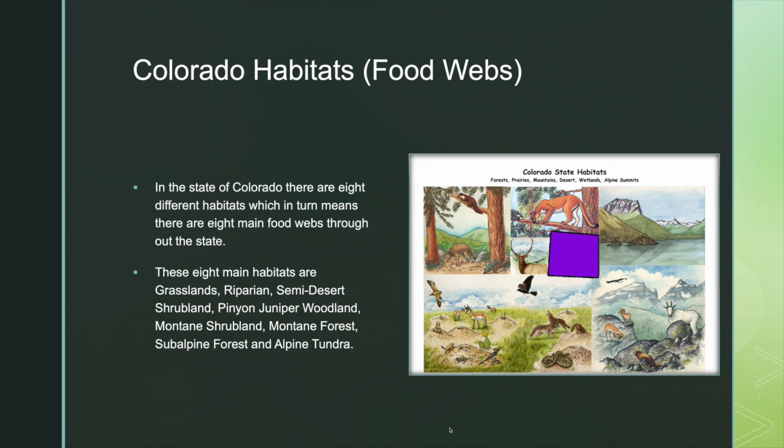Colorado habitats. In the state of Colorado, there are 8 different habitats, which in turn means there are 8 main food webs throughout the state. These 8 main habitats are grasslands, riparian, semi-desert shrublands, pinyon-juniper woodlands, montane shrublands, montane forest, subalpine forest, and alpine tundras.